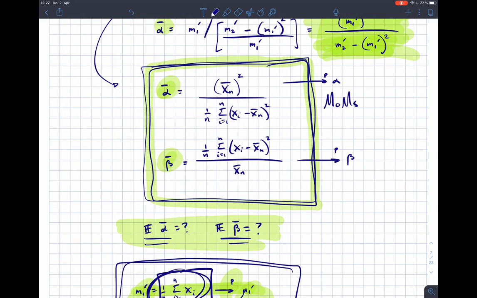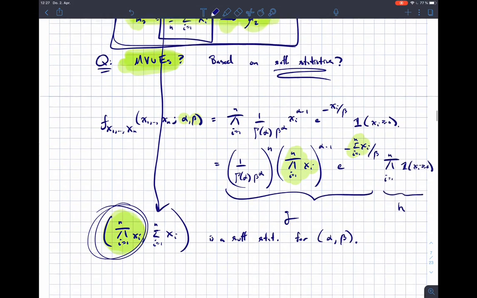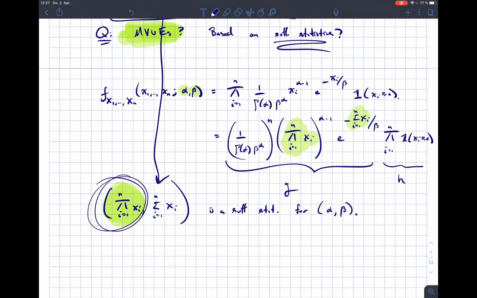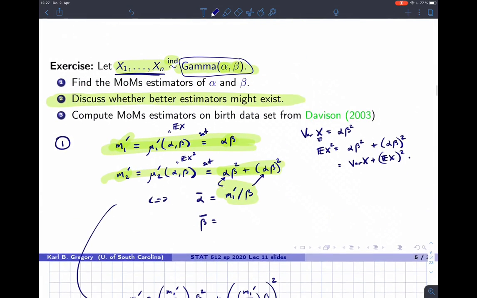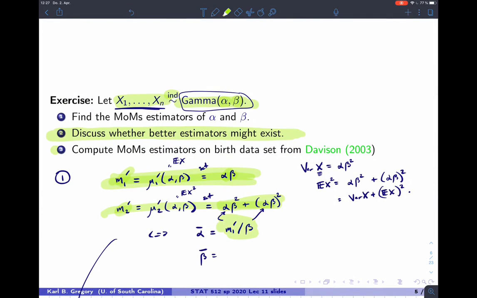So something that tells us that the method of moments estimators, even though they're consistent, might be good estimators, but they're probably not the best thing out there because they don't use all the information in the data. Okay, now we're going to see what it looks like in practice to compute the method of moments estimators.